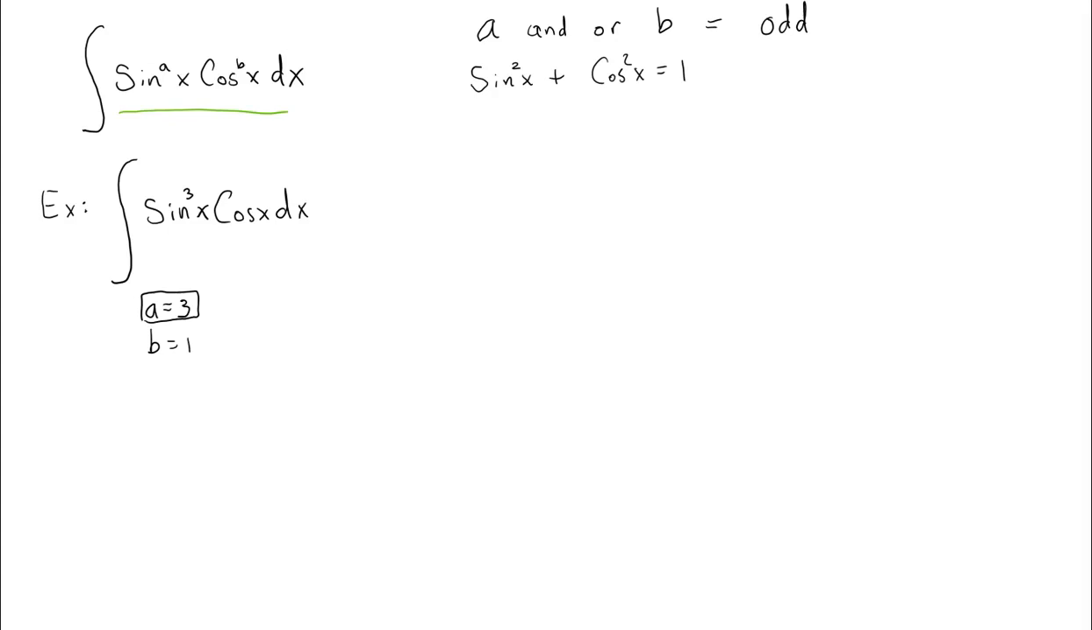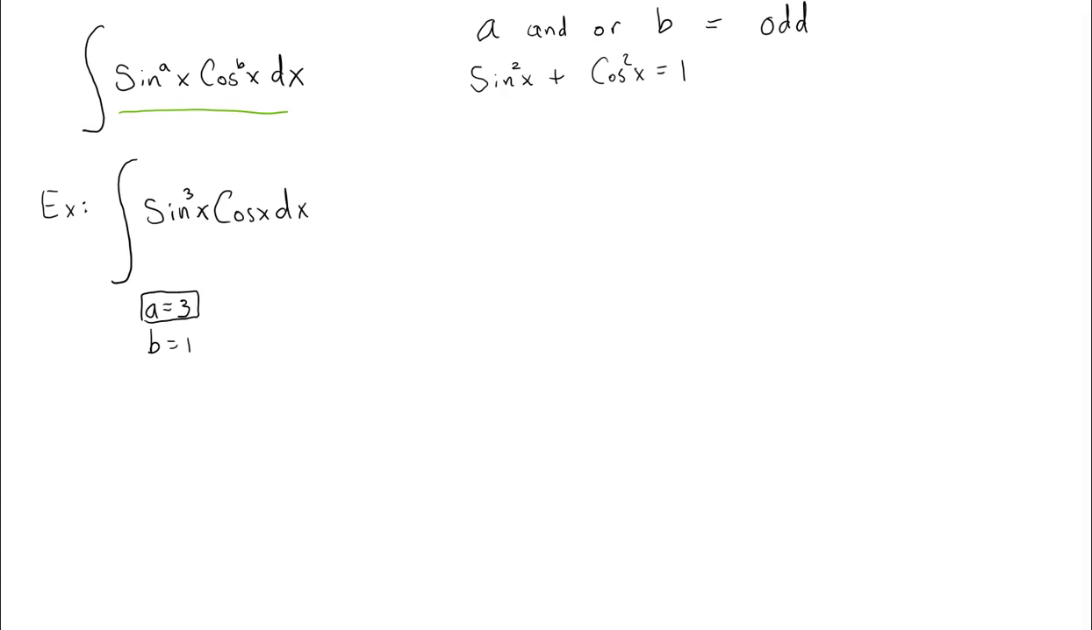In the case that you have the integral of just sine of x times cosine of x, where both a and b are equal to 1, then you would immediately be able to apply the u substitution, which we've covered in earlier topics.